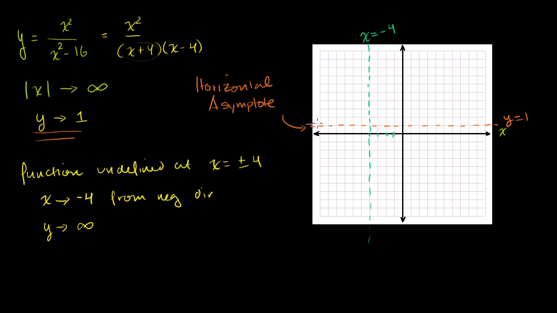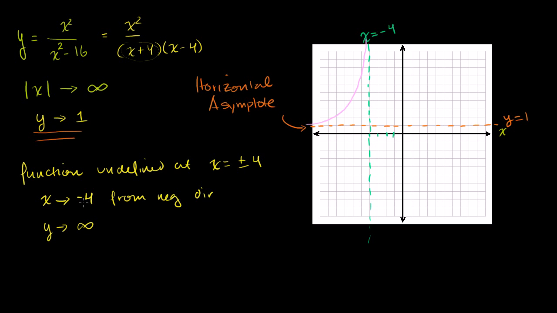This part of the graph is going to look something like that. As x gets to super negative numbers, it gets closer and closer to 1. As x gets closer and closer to negative 4 from the negative direction, it's going to go closer and closer to infinity. It's going to get larger and larger, I guess is the easy way to say it.